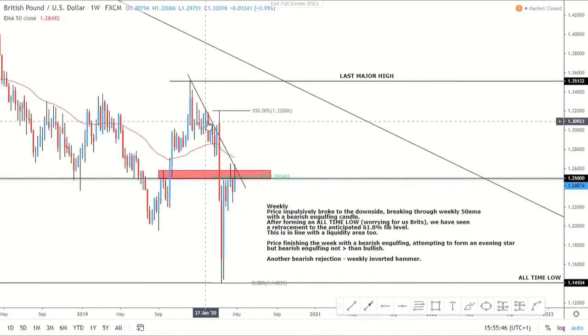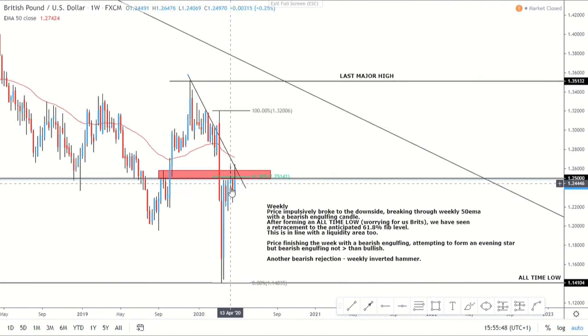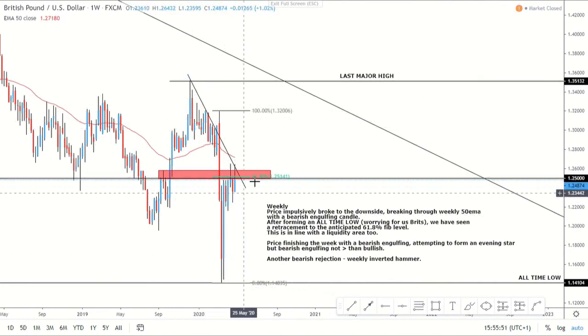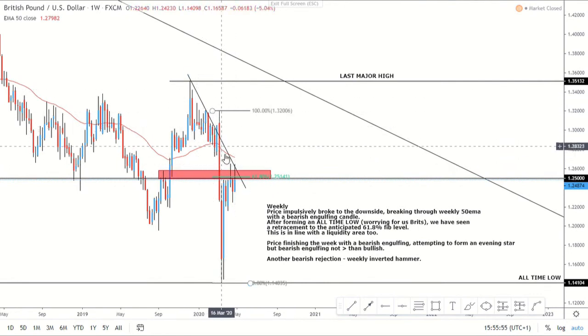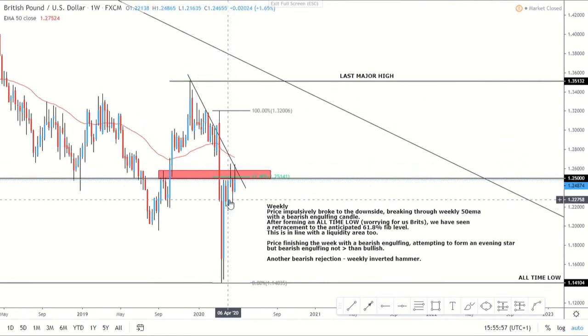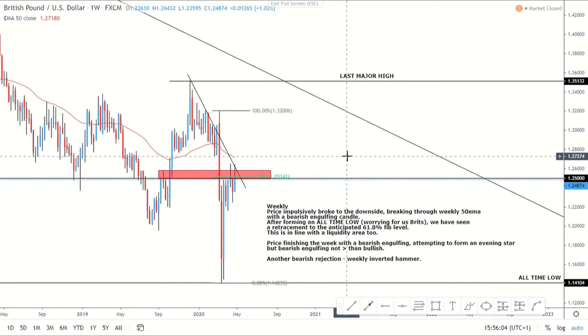On the weekly, we can just see that bearish downtrend. Then we push back up to 61.8%. Third touch of the trend line, depending on if you count the fake out, but one touch, two touch, fake out, third touch, or fourth touch. Weekly 50 MA, 61.8, liquidity from the spinning top here, 1.25 level. It's a really nice area to short from.